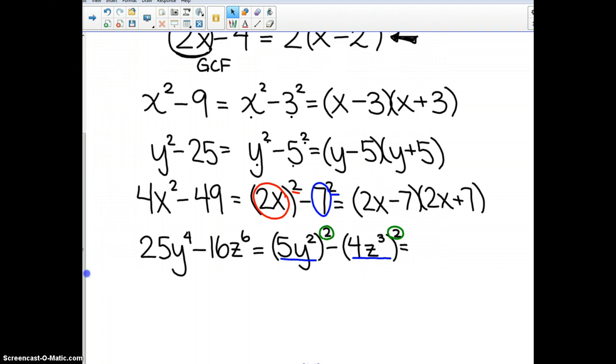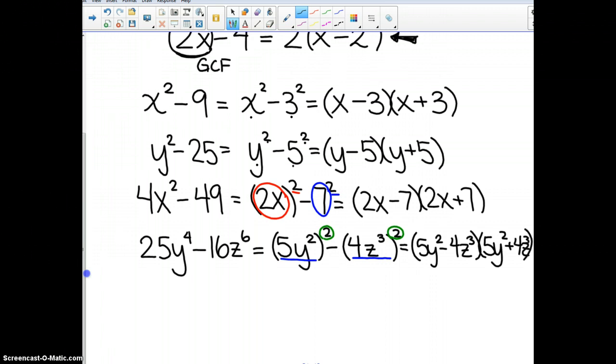Once I've broken it down and say this squared minus that squared, then we can factor. We know we take a minus b times a plus b. And we're done.